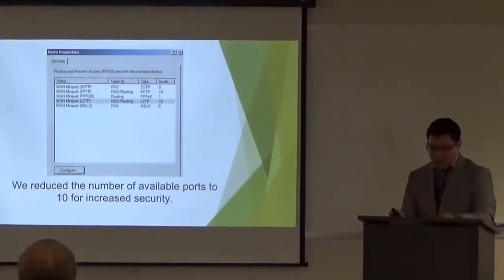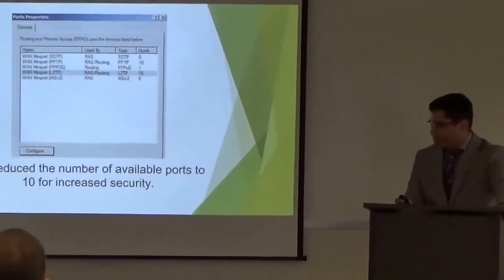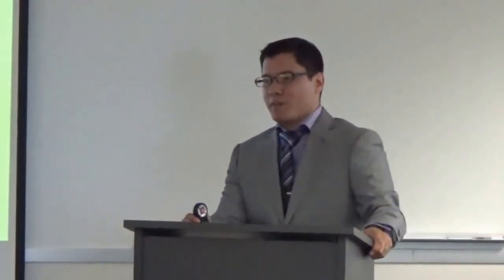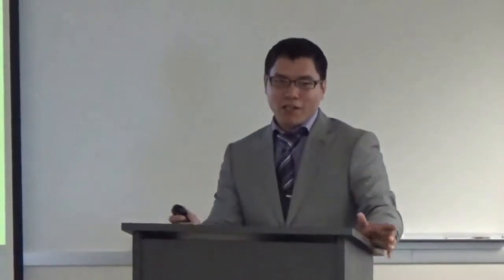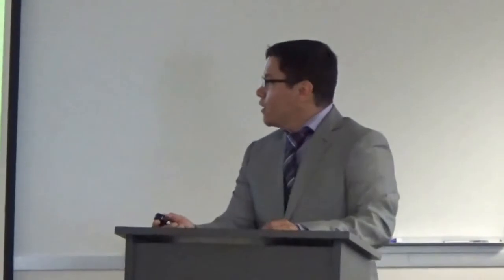And here we have the ports property page. We reduced the number of available ports for L2TP to 10. And then we also reduced all others to 0, except for PPPoE. It's default by 1. You can't change it. But reducing the ports to 10 and 0 keeps things more secure. As you know, the more windows you have in your house, it makes it easier for somebody to break in. Well, we reduced the amount of windows in our house, so it makes it hard for somebody to break in.